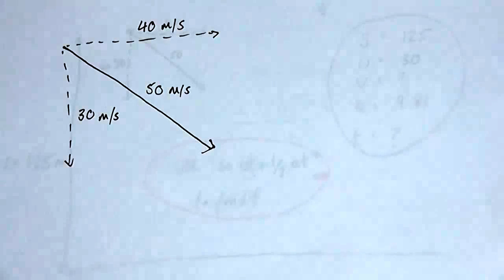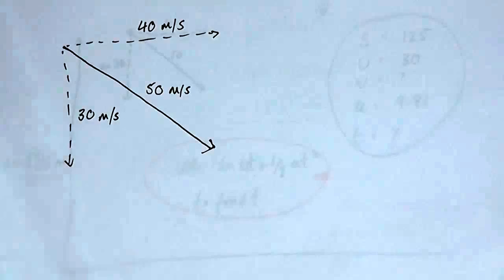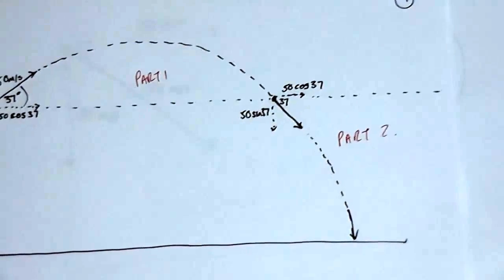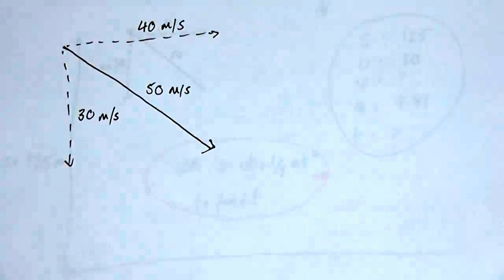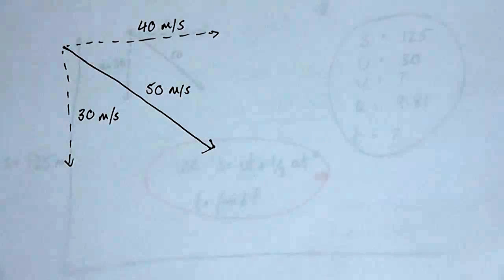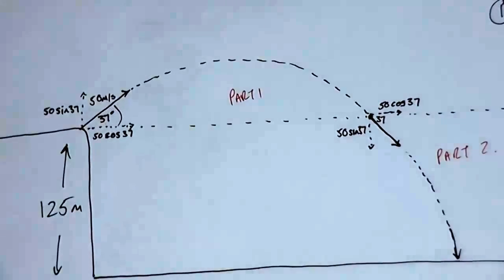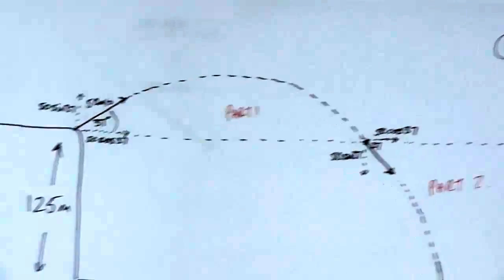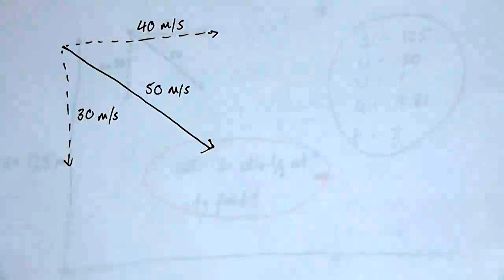Okay, part 2. This is when the projectile is below the horizontal, which is that bit. And the vector is kind of the opposite way round to the first part. Horizontal is still going to be the same. That never changes, and the vertical part is just the opposite.